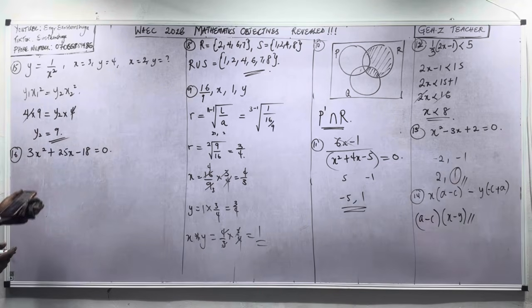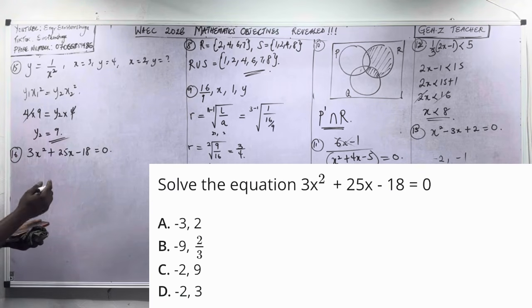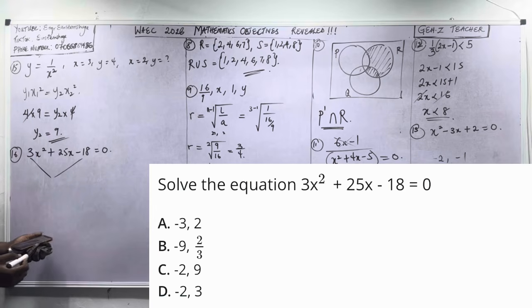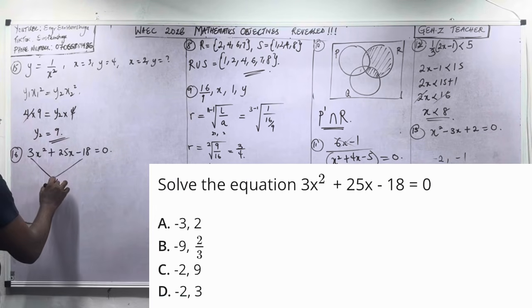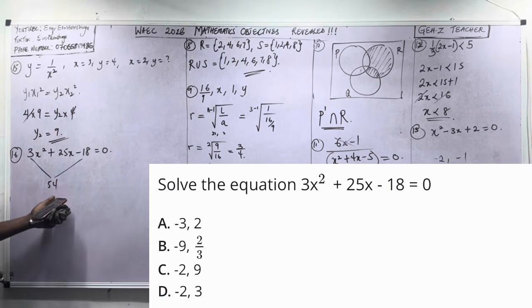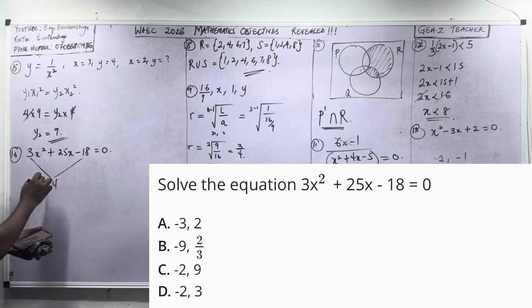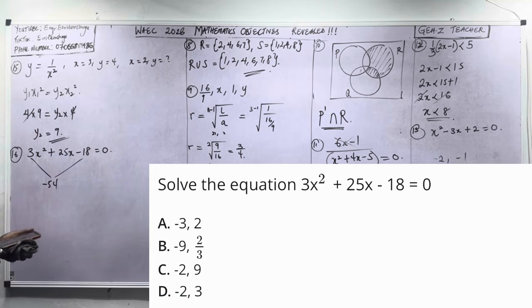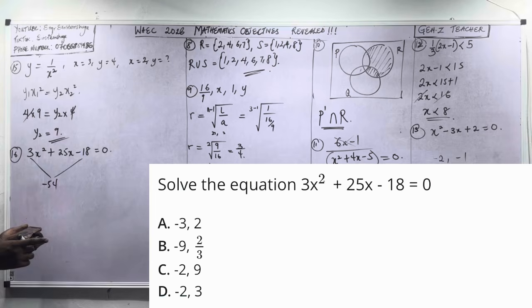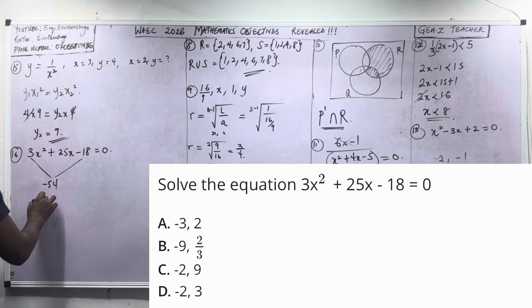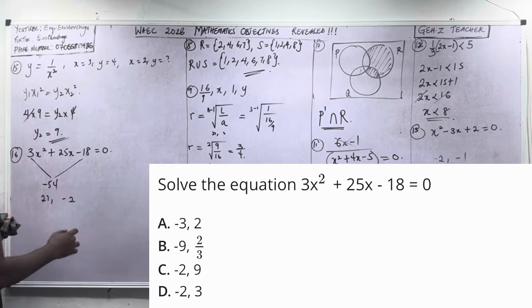Number 16 says find the value of x. Now quickly, what will you multiply? Okay, let's see that first. Let's do 54. What will you multiply to get negative 54 but add to get 25? Quickly, I think that should be 27 and 2, right? 27 and 2. We're going to say 27 and minus 2 as the factors.